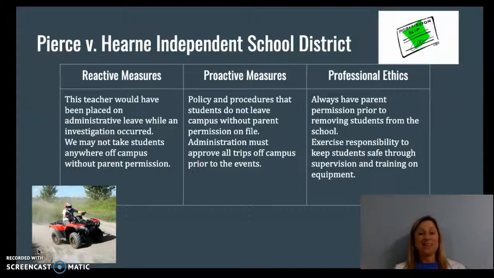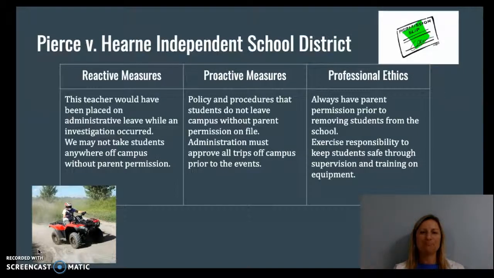I think in this situation, though, in our district, for sure, this teacher would have been placed on administrative leave and they would have conducted an investigation. We are repeatedly told that we may not take students anywhere off campus without parent permission. We can't walk across the street to the park without having parent permission. So this would for sure be a really big issue.